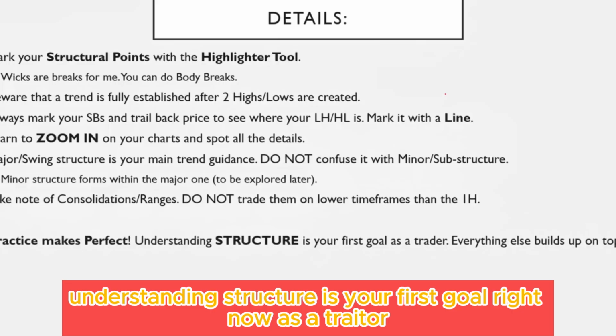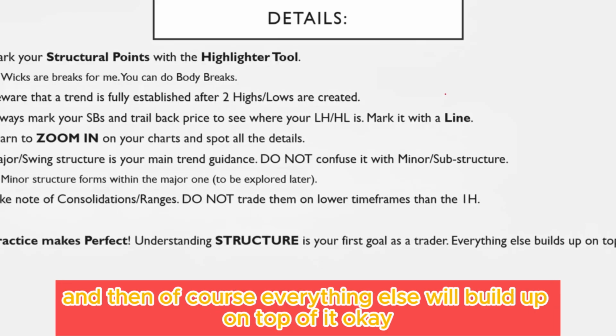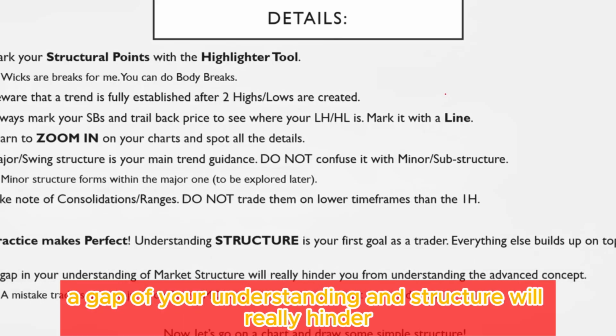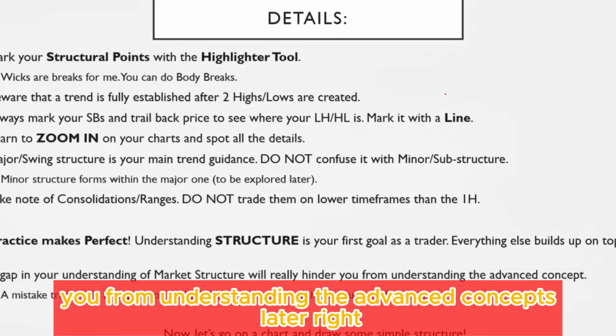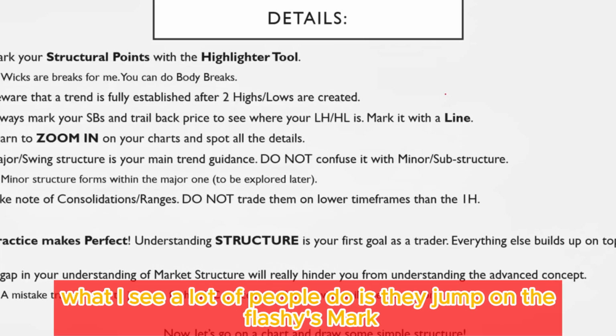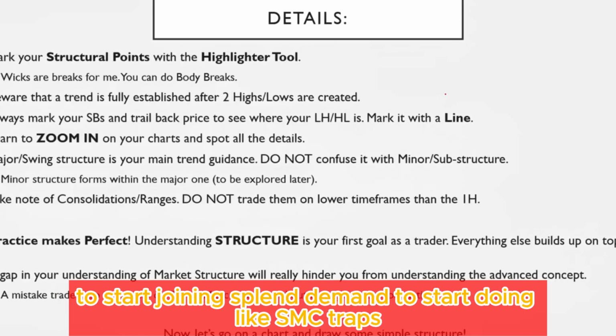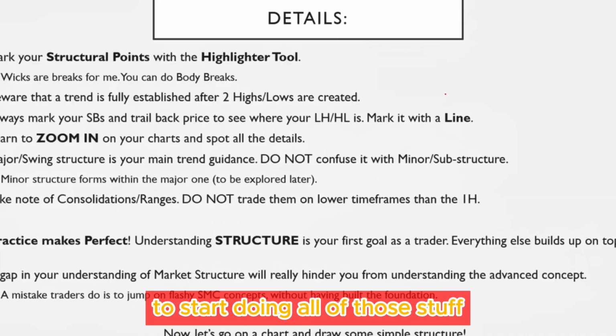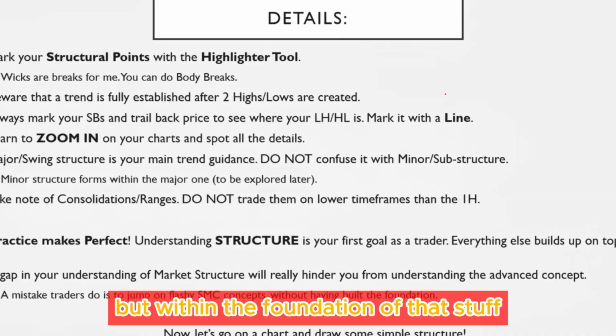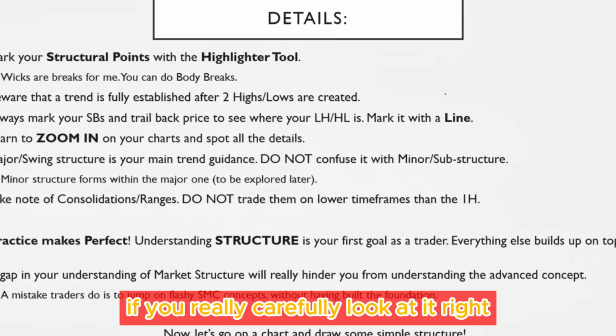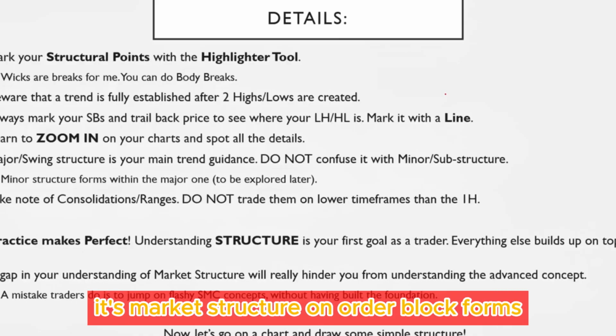Understanding structure is your first goal right now as a trader. And then, of course, everything else will build up on top of it. A gap in your understanding of structure will really hinder you from understanding the advanced concepts later, right? What I see a lot of people do is they jump on the flashy smart money concepts without actually understanding structure, right? You start drawing supply and demand, you start doing SMC traps, you start doing order blocks, you start doing all of that stuff. But within the foundation of that stuff, if you really carefully look at it, right, it's market structure.